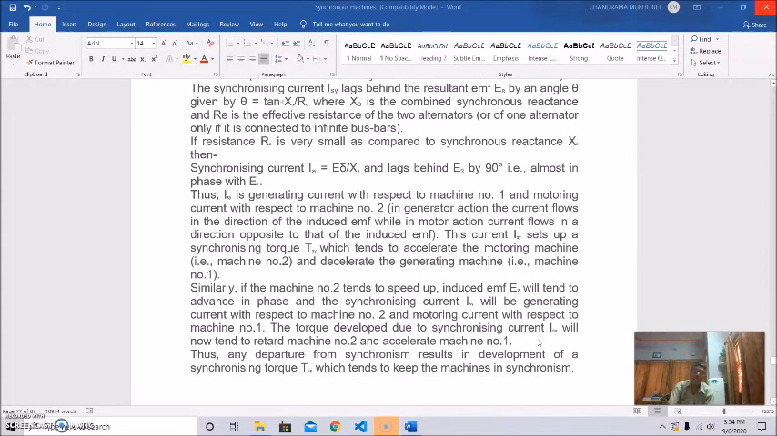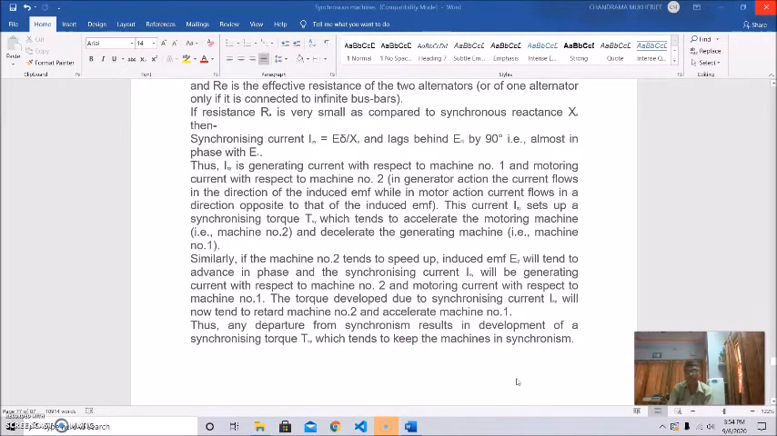Similarly, if machine number 2 tends to speed up, induced EMF E2 will tend to advance in phase, and the synchronizing current ISY will be a generating current with respect to machine number 2 and a motoring current with respect to machine number 1. The torque developed due to the synchronizing current will now tend to retard machine number 2 and accelerate machine number 1. Thus any departure from synchronism results in the development of a synchronizing torque TSY, which tends to keep the machines in synchronism.